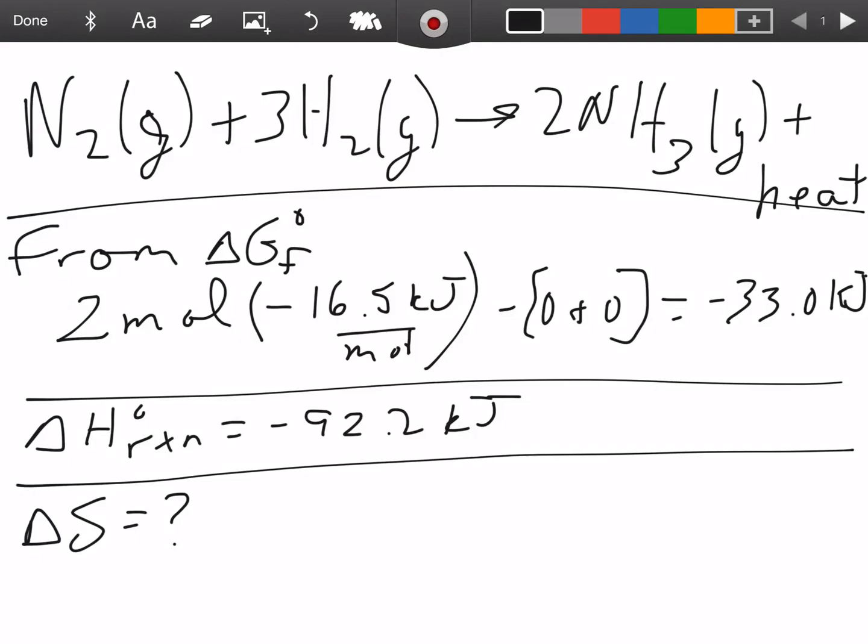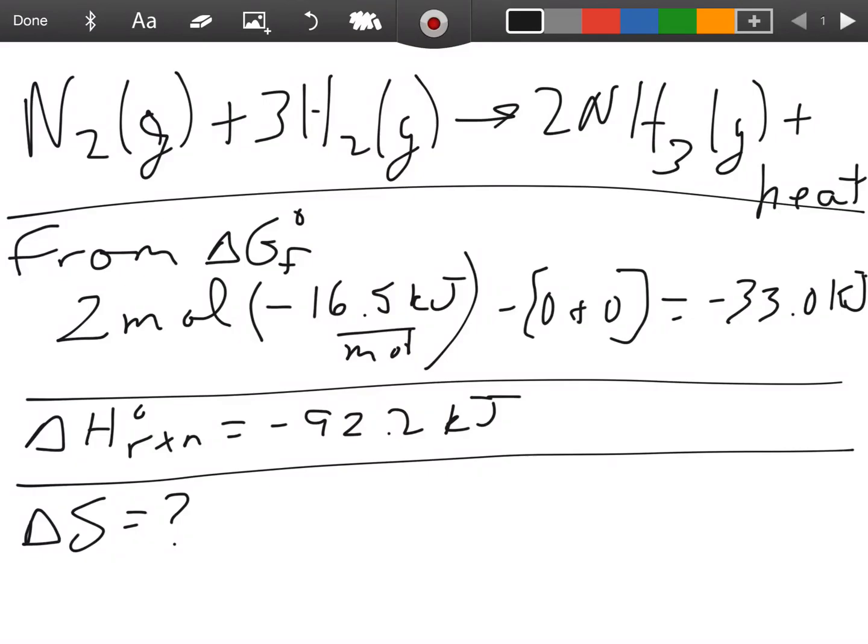I can do the same thing for the delta H of reaction, the enthalpy of reaction, and if I do that, I come up with a value of minus 92.2 kilojoules for the reaction. Lastly, the delta S. Again, I could go back to the appendix G and find out what the delta S for this reaction is, but I could also just take a look at this reaction and determine whether or not the delta S is positive or negative.